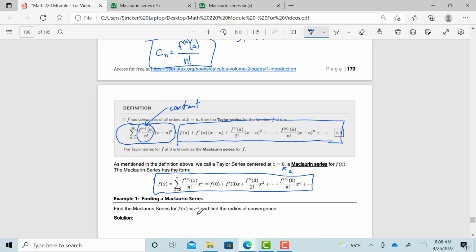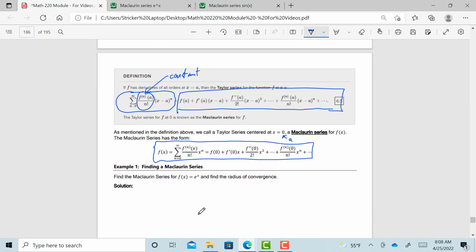So we're going to do a couple of examples here to finish out this video, just so you can see how we actually find a Maclaurin series. All right, so example 1. It says find the Maclaurin series for f of x equals e to the x and find the radius of convergence.